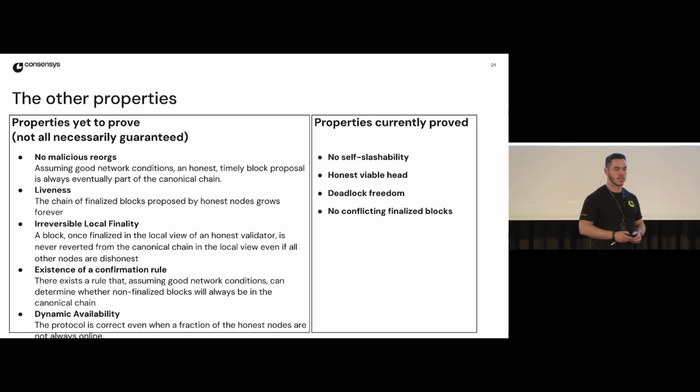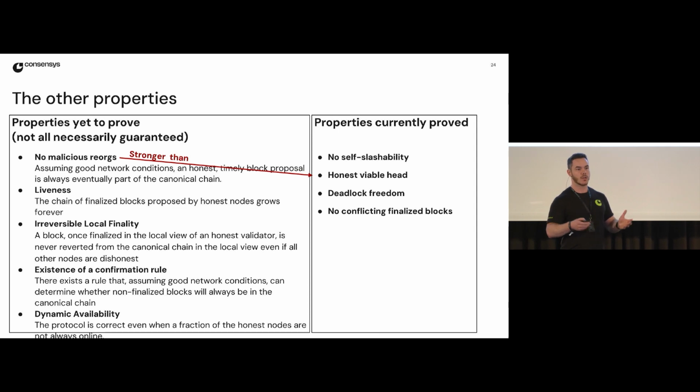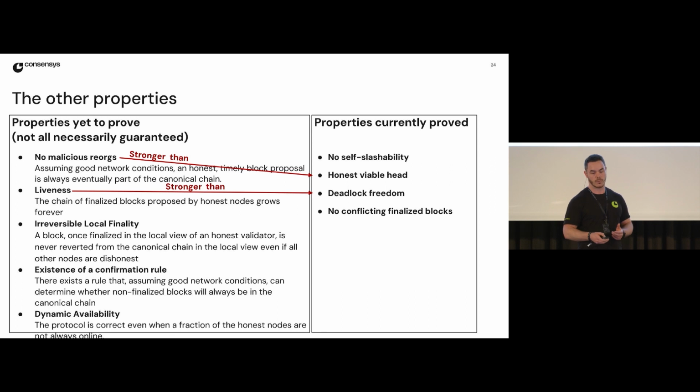There are other properties that will be good to prove, and that's part of future work, potentially. No malicious rewards, which will be that blocks proposed by honest validators are always canonical, which is a stronger version of the honest viable head. Liveness, in a simple way, say, a chain of finalized blocks created by honest nodes is ever growing, which is a stronger version of the block freedom. Irreversible local finality, meaning that in the local view of a node, a finalized block is never reverted, even though the majority of the nodes, all the nodes, are dishonest.